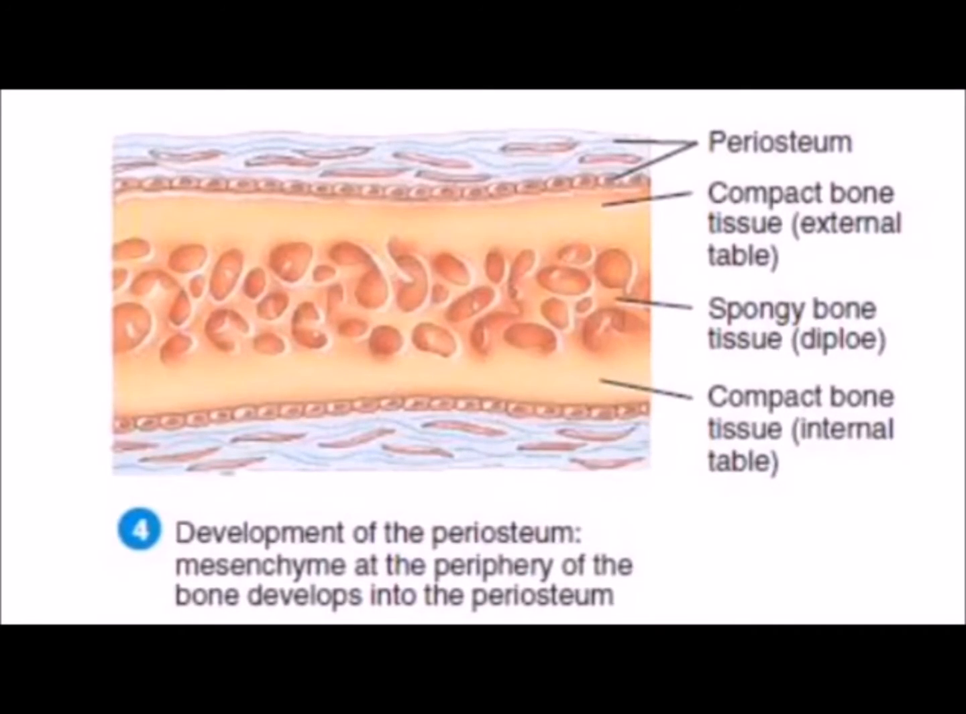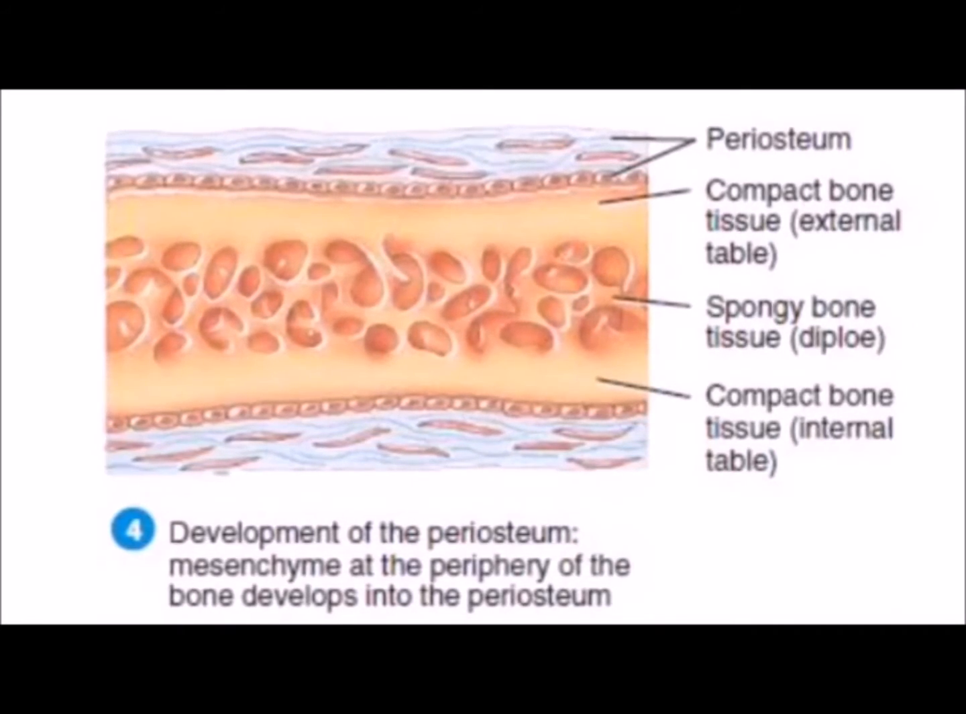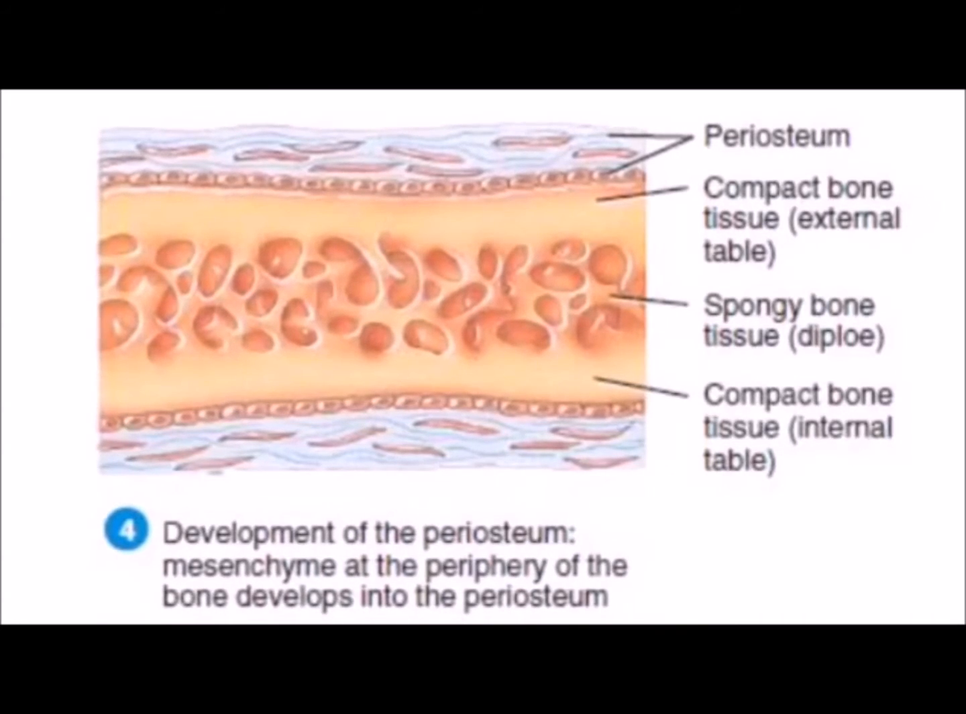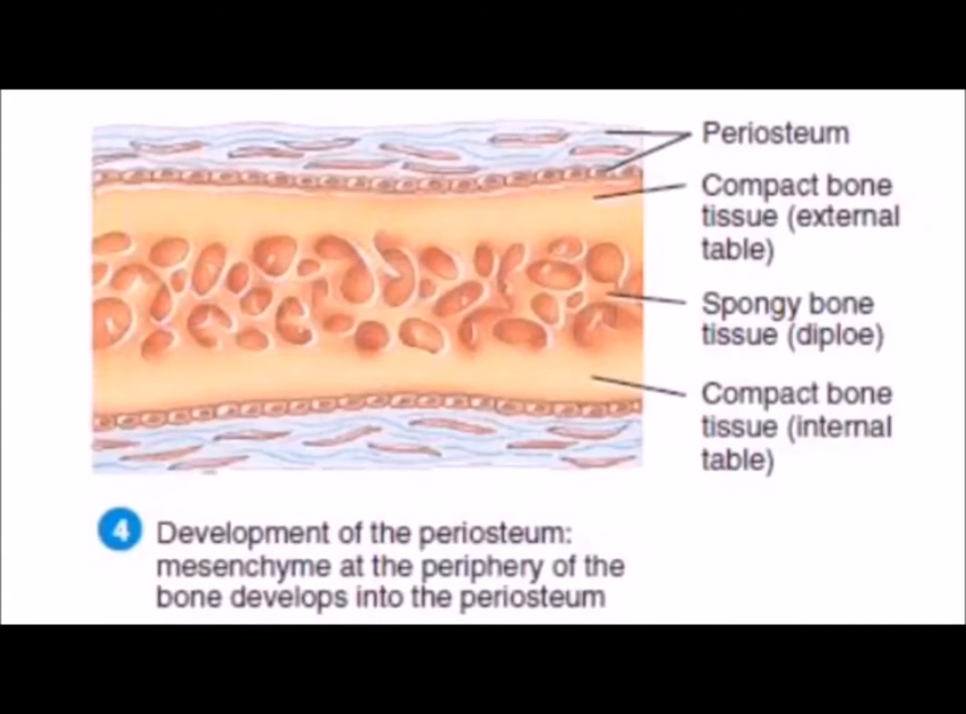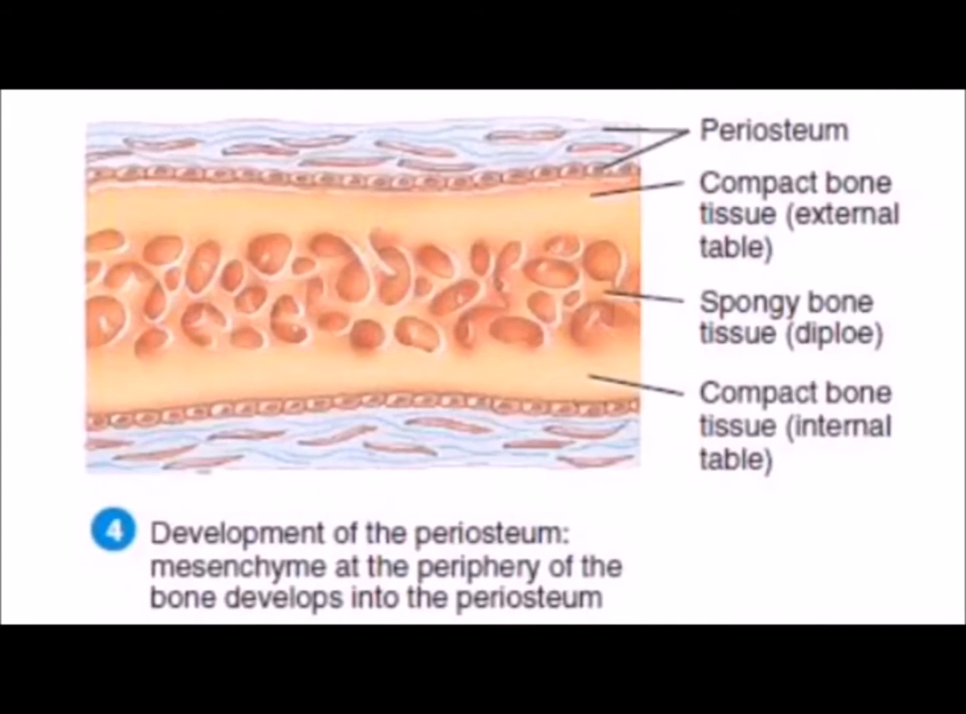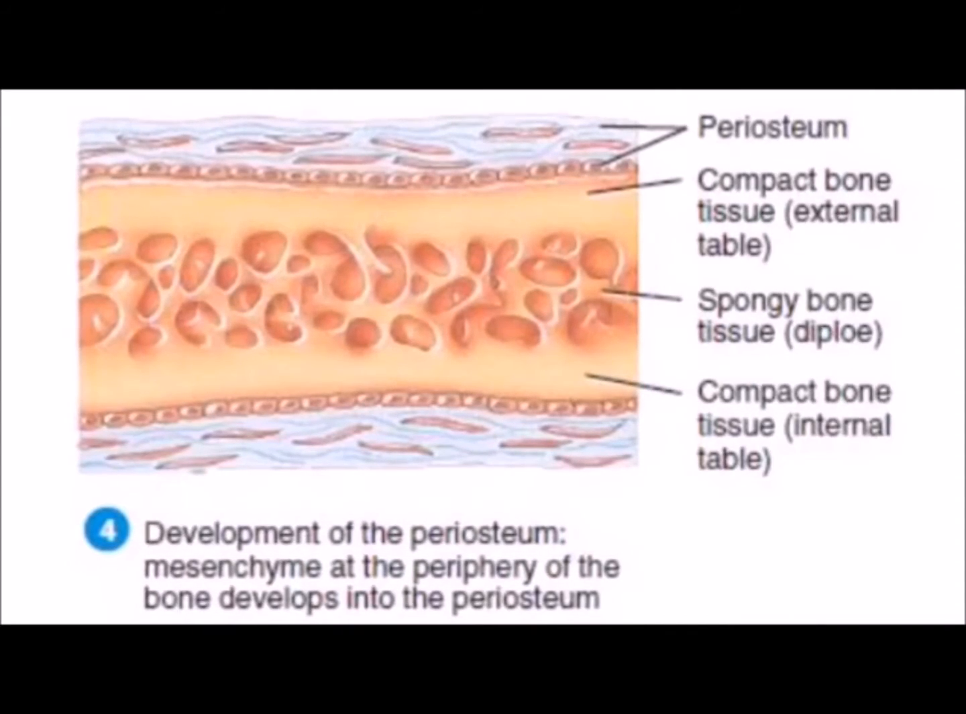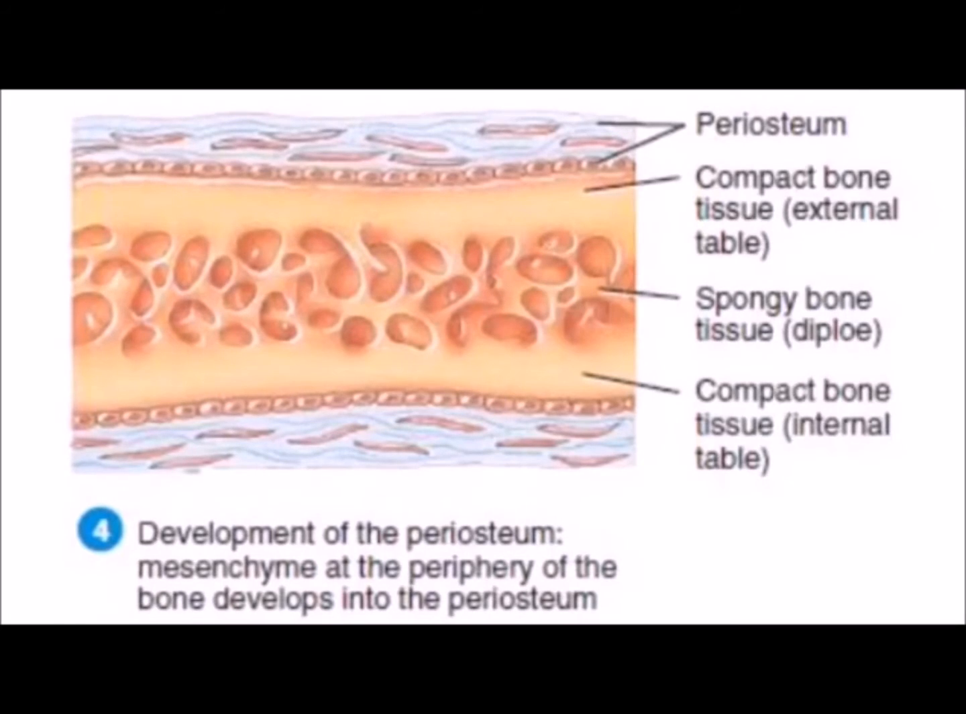Next, a thin layer of compact bone replaces the surface layers of the spongy bone, but spongy bone remains in the center. Much of the newly formed bone is destroyed and reformed as the bone is transformed into adult size and shape.